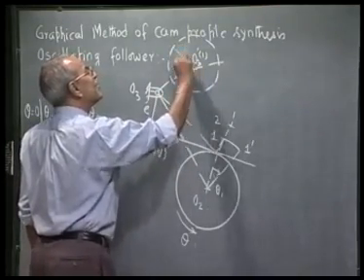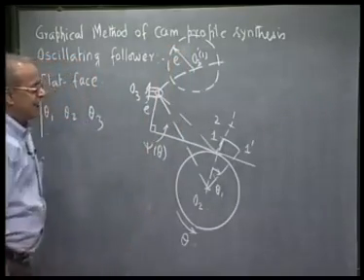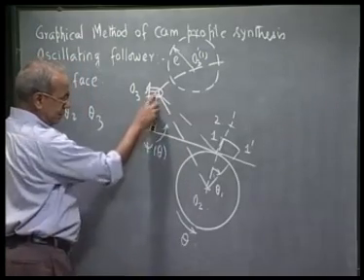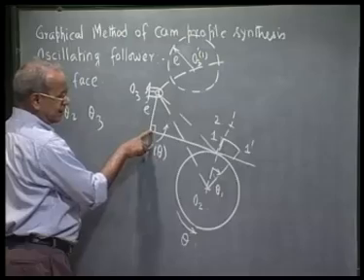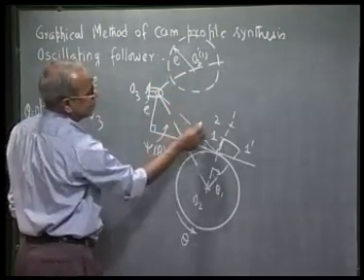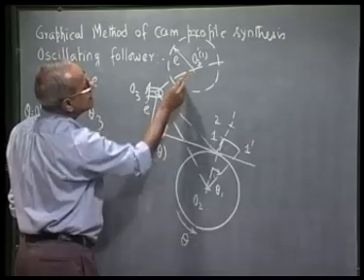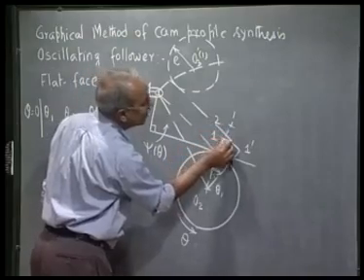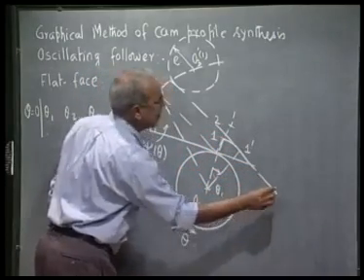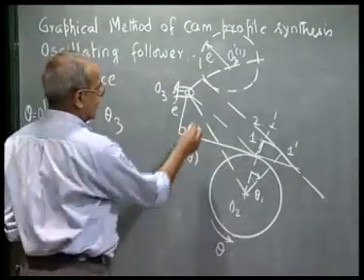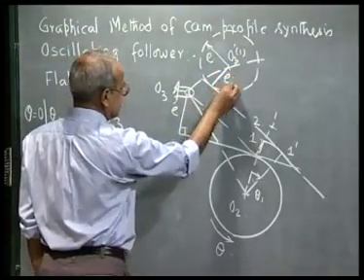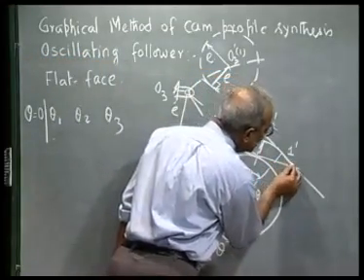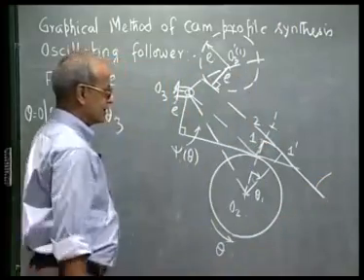This is of radius E, and the trace point is here, and I know the follower face will always be perpendicular to this offset E, which means this will be tangential to this circle. The offset E is the same, and from 1 prime I draw a tangent. So this represents the follower face after kinematic inversion.